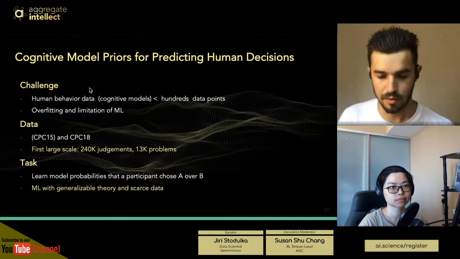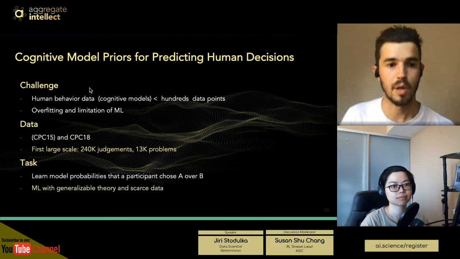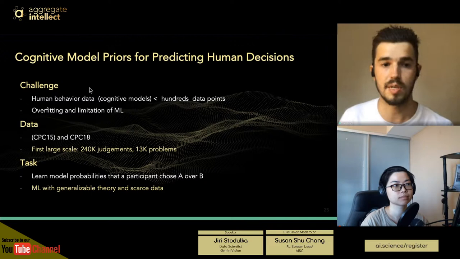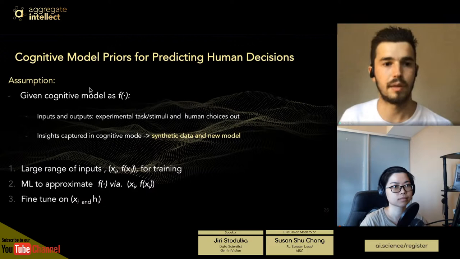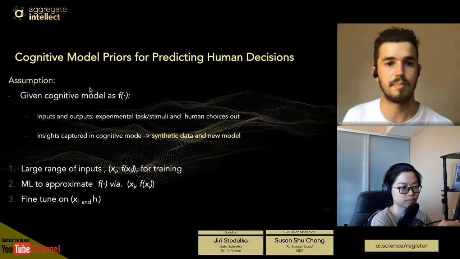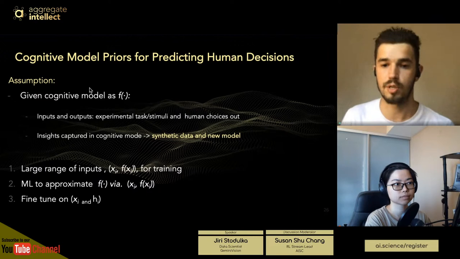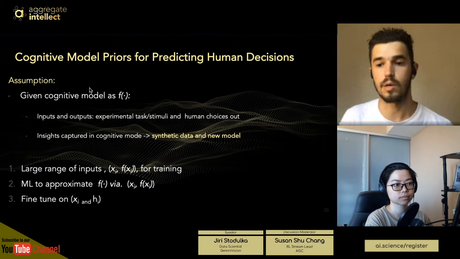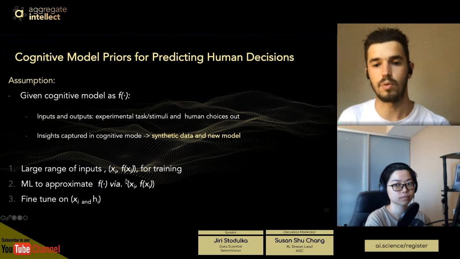They realized that the limitation of behavioral economics in machine learning is mostly data scarcity. So they came up with a synthetic toy data set designed from CPC 15 and CPC 18. And they came up with the assumption that any given cognitive model, as a function, can be estimated by a machine learning model, and they evaluate a large gap of inputs, including those without accompanying human targets, to generate input-target pairs, on which they would train a machine learning model to approximate it.